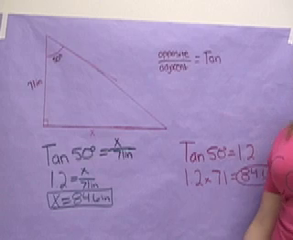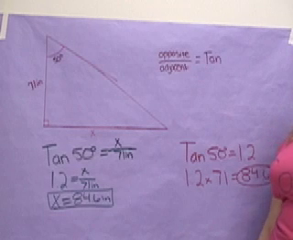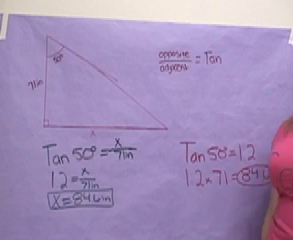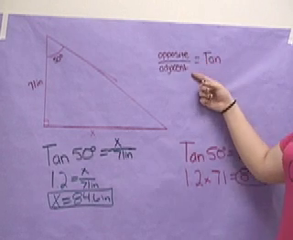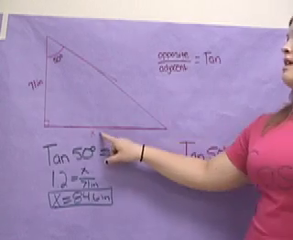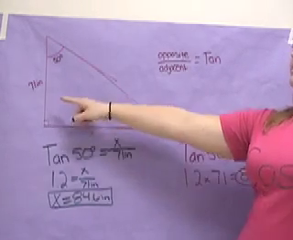Figure out the length of my shadow. We're going to use tangent, which is opposite over adjacent. X is opposite and 71 inches is adjacent.